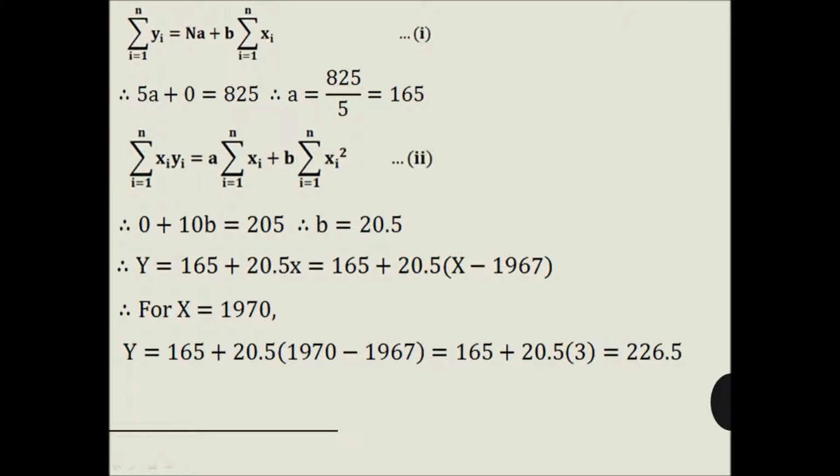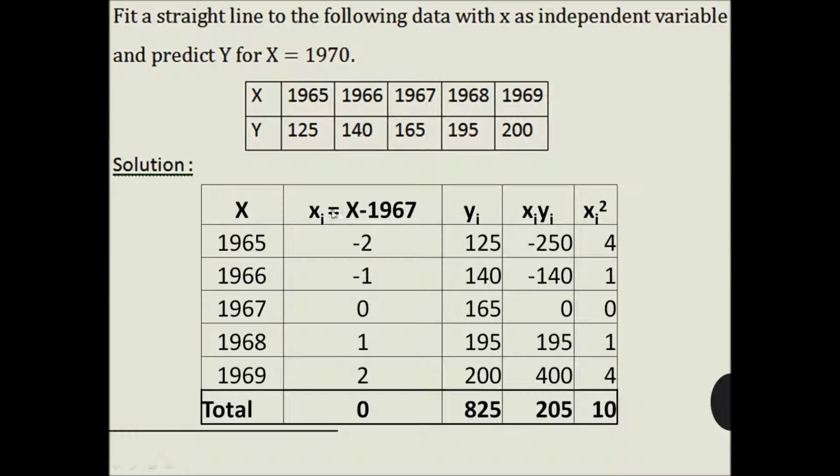Now equations are written once again. We know these values: summation yi, n, summation xi yi, summation xi, summation xi square from the previous table. So we will substitute these values and we will generate two equations. We will solve them simultaneously to get unknown values of a and b. So once values of a and b are known, our problem is solved, because then we will substitute these values in the equation y equal to a plus bx, where small x will be equal to capital X minus 1967 in this case, because we have seen in the previous table.